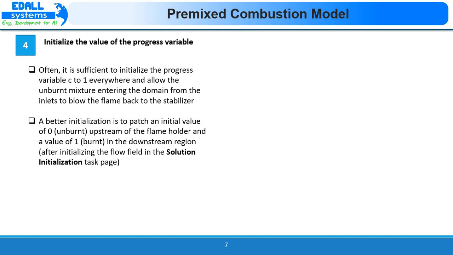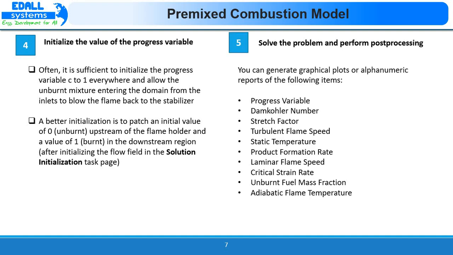So after patching the value of progress variable, then we have to start our simulation, and then we have to perform post processing. So even here there might be some convergence issues. So the same strategies which we have used for the earlier two models, we can use to make our solution convergent, that is by changing some of the under relaxation factors, performing a cold flow simulation earlier and then hot flow. So the post processing parameters which we can use for the premixed combustion model are shown below. So we can generate graphical plots or alphanumeric reports of the following terms when we are done with the premixed combustion model.